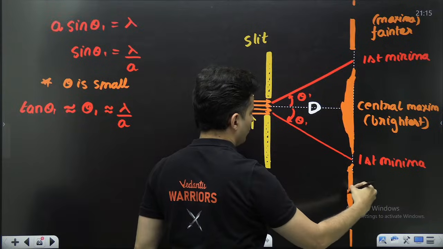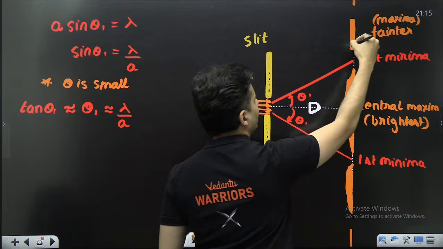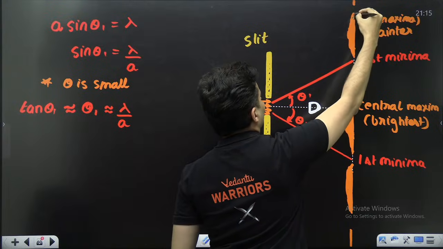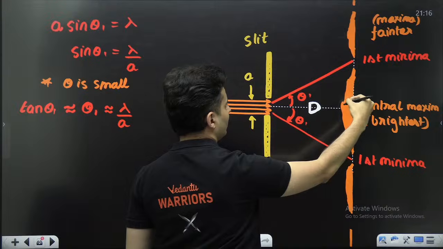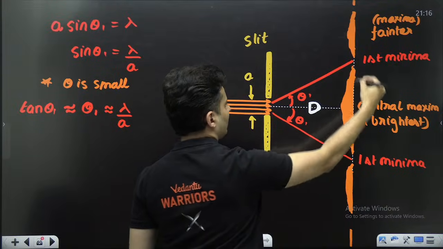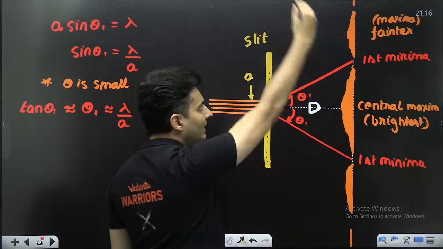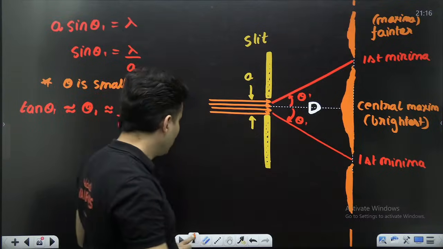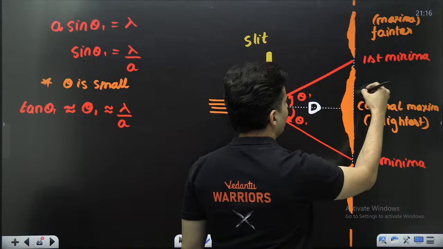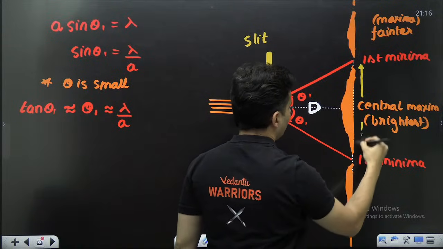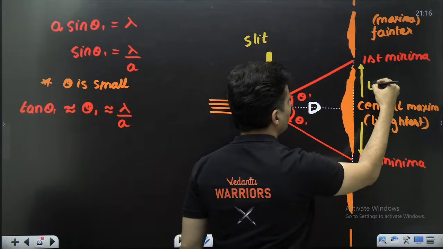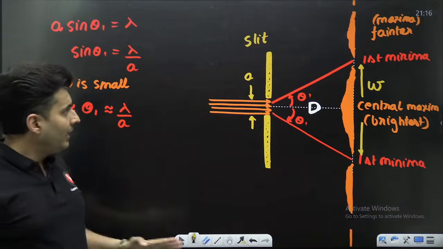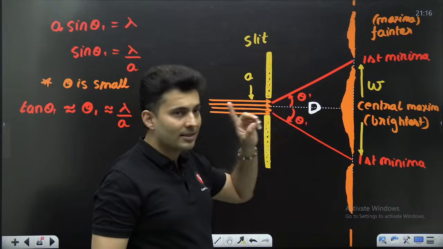So I've shown it as if it is uniform, but actually this is how the fringes are. It is bright over here and then it becomes faded out. If you look at the central fringe, it has some width. I can call it W. And I can find that width using simple trigonometry.